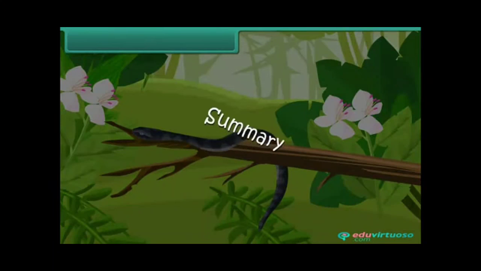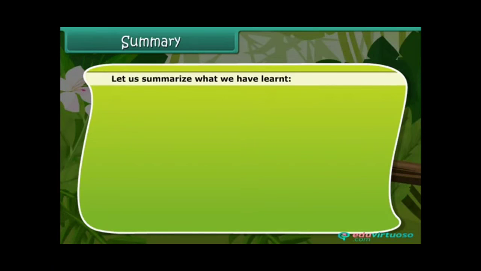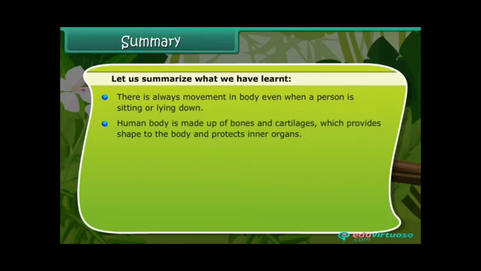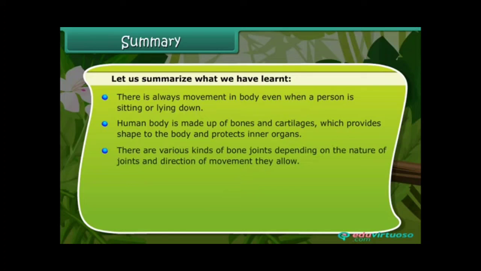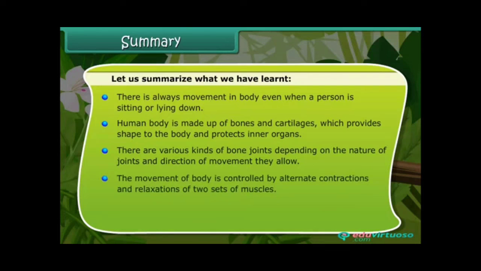Summary. Let us summarize what we have learnt. There is always movement in body even when a person is sitting or lying down. Human body is made up of bones and cartilages, which provide shape to the body and protect inner organs. There are various kinds of bone joints depending on the nature of joints and direction of movement they allow. The movement of body is controlled by alternate contractions and relaxations of 2 sets of muscles.